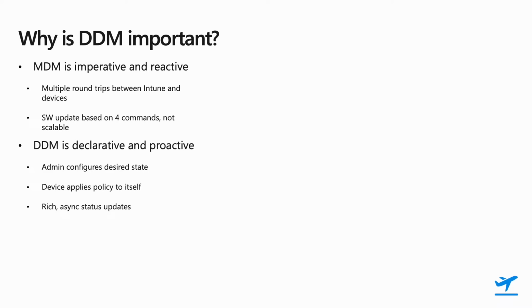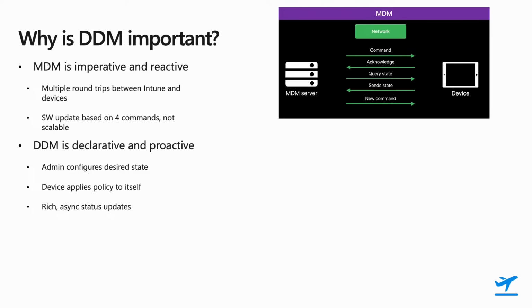In a nutshell, MDM is imperative and reactive. This is a 12 years old protocol. It is commands-based, and it is extremely chatty between device and service, as can be appreciated in the picture. Interactions are initiated by the service via push notification, with no guarantee that the device is in a state that can service those requests. Commands sent to the device have to be calculated runtime during checking. This poses some challenges for scale.